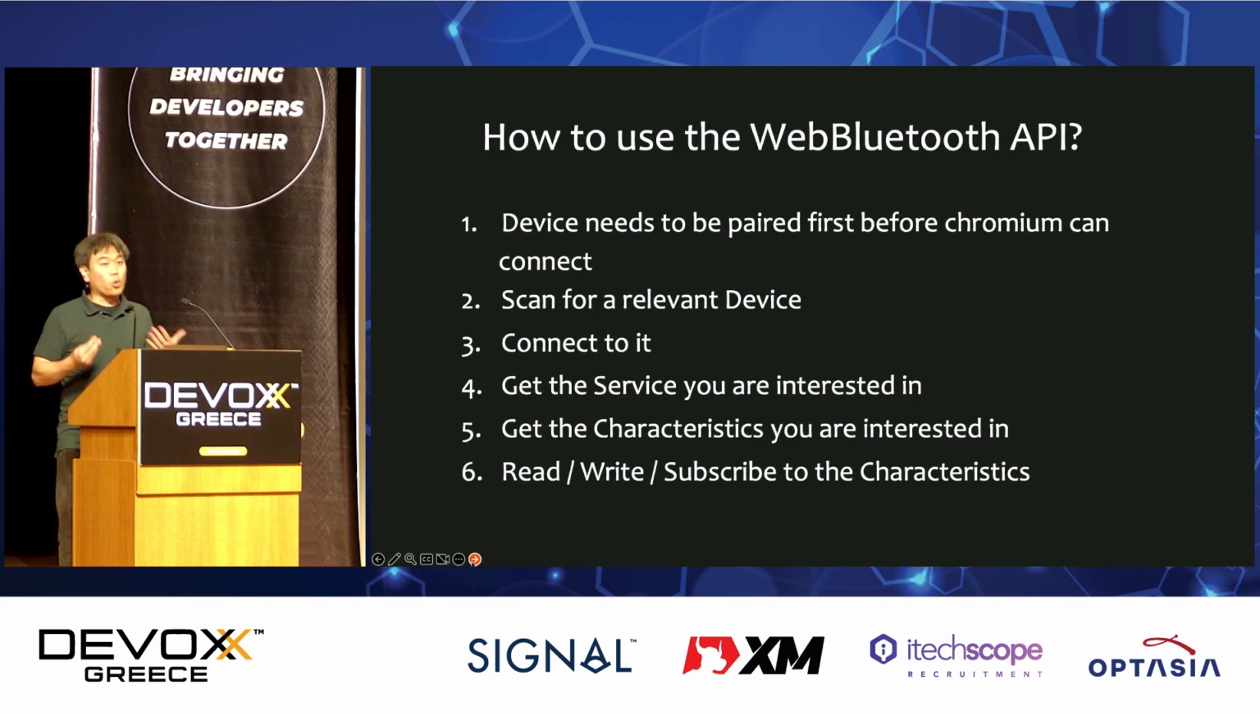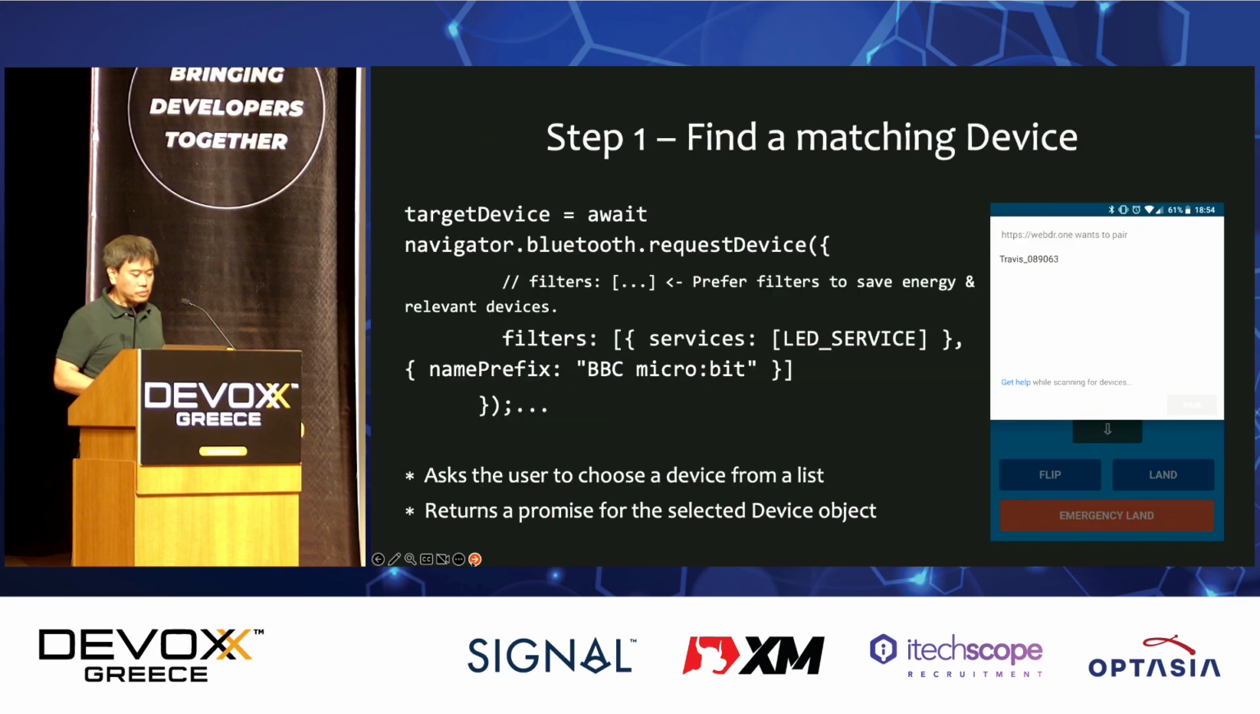So the steps to connect with the webBluetooth API are about 6 steps. First, you need to pair the device with Chrome so you can connect to it. Make sure that it's paired from your phone, or in this case on my laptop. Then you scan for the relevant device, connect to it, get the services you are interested in, get the characteristics you're interested in, and read, write, and subscribe to the characteristic.